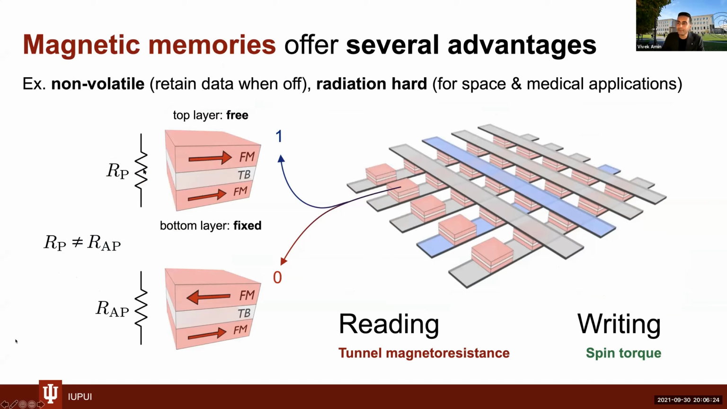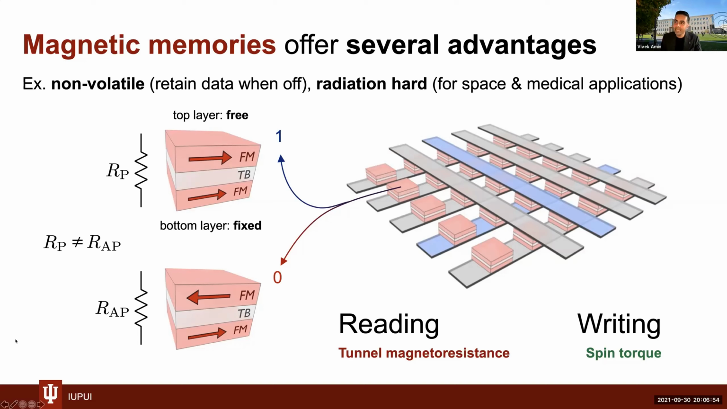So how do we store information in something like this? The bits comprise magnetic tunnel junctions, which are two ferromagnetic layers and a tunnel barrier sandwiched in between. The idea is that if the two magnetic layers have their magnetization pointing in the same direction, you could call that a 1. And if they're pointing anti-parallel, you could call that a 0. So that's a way of storing the information, but now you need to be able to do two things. You need to be able to read the information and write the information.